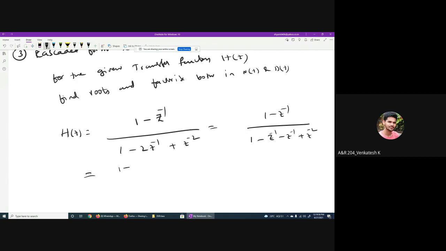Z inverse minus 1 whole square. So 1 minus z inverse you can take. Then 1 minus z inverse, correct or not? Yes, sir. So finally it becomes, actually I think let me take plus because I don't want to cancel. If you cancel again, it will not be so interesting.